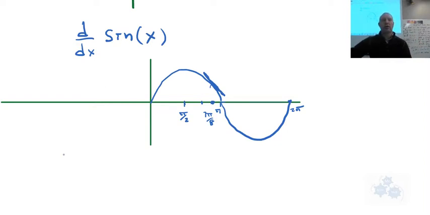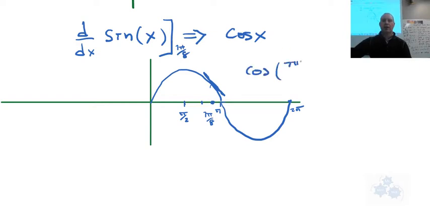So let's just see if this works. So what we've said is the derivative of sine x is what? Cos x. So if I want to evaluate this, and actually the notation really should be more like this here, then you want to put it at 7 pi over 8. Something like that. So cos x at 7 pi over 8, we're going to look for cos of 7 pi over 8. And this exact value should be the slope of this tangent.